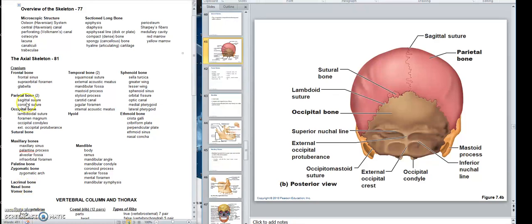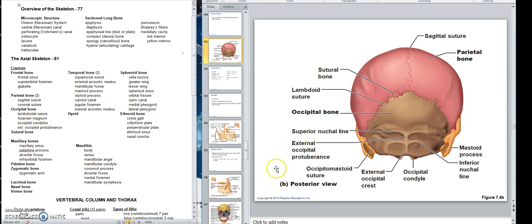Okay, class, we are now starting on the occipital bone. That's it in the back. That's the occipital bone. Okay, the things to name: the lambdoid suture. You see this suture here? This is the suture that separates the parietal bones from the occipital.